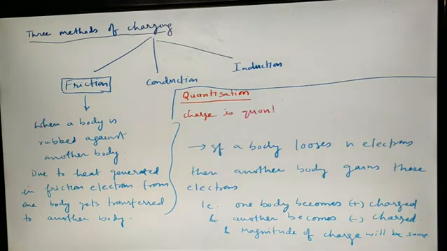Charge is quantized since it is always a multiple of e, meaning electrons. I'll write it on the next page: quantization. If we represent charge by Q, then this Q is always n times multiple of e.